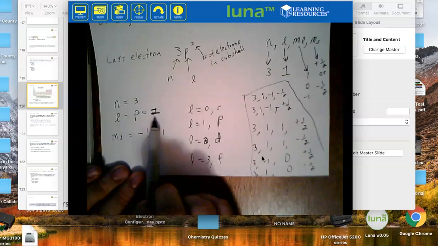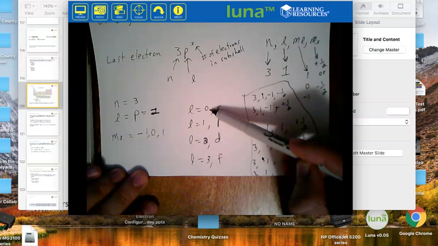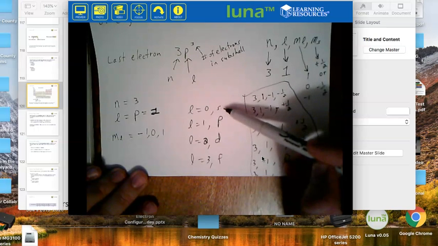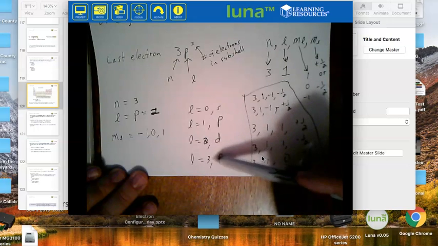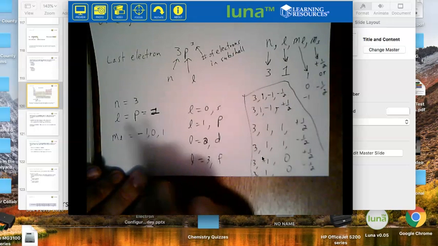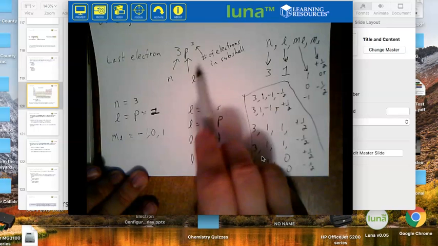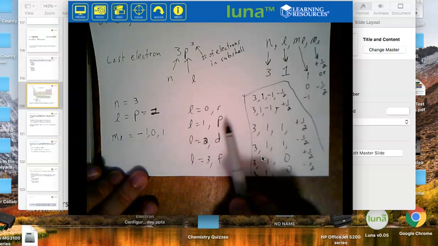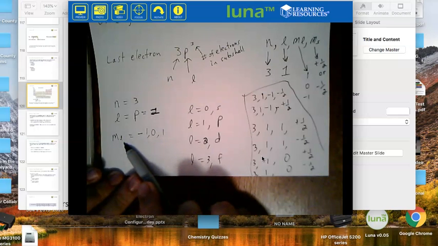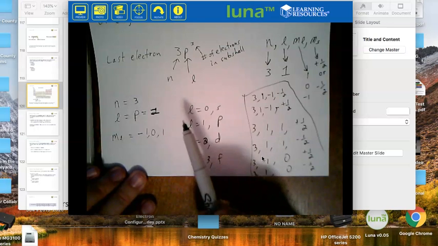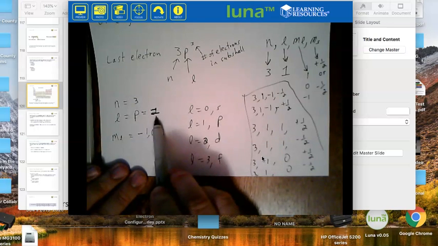Just remember our L values here: an L of 0 is S, an L of 1 is P, an L of 2 is D, and an L of 3 is F. So if it's a P subshell, I know L has to be 1 in that case. And then the M sub L is just negative L to 0 to positive L. So negative 1 to 0 to positive 1.